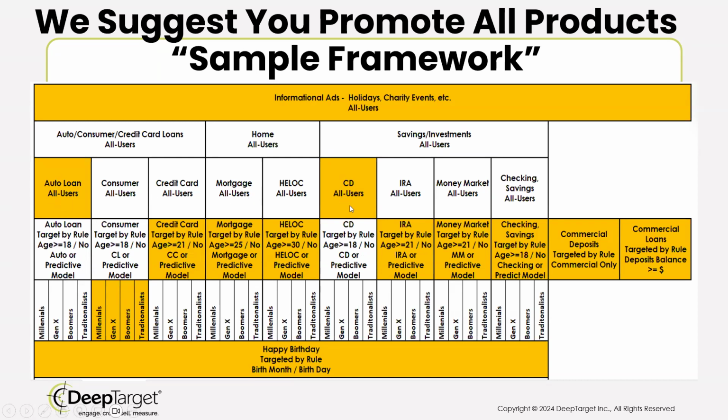I mean, you can have multiple CDs, you can have multiple cars and things like that. So think about how your structure is set up. Do you restrict to just one mortgage? Do you restrict to one consumer loan? Think about that when you're setting up your audiences.